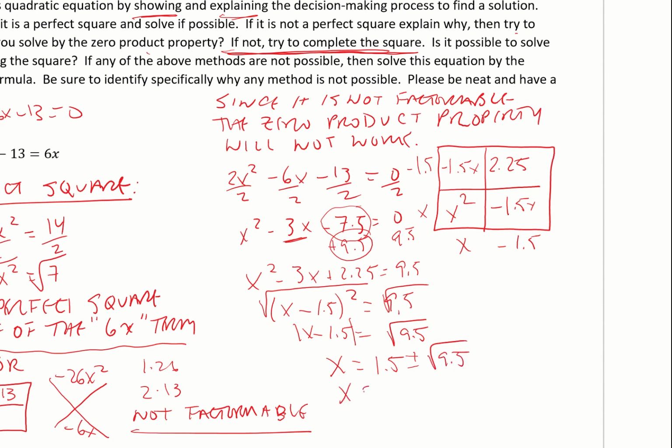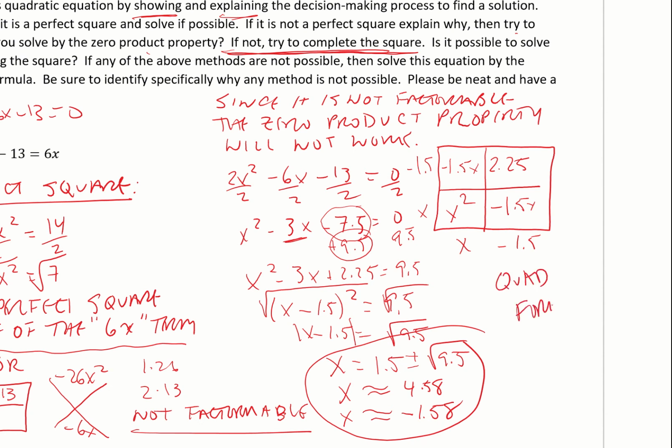And so then at this point we can convert this to decimals. So 1.5 plus the square root of 9.5 is 4.58, and then 1.5 minus the square root of 9.5 is negative 1.58. And like I said, you could have also used the quad formula on this. Completing the square works, it just is, you get decimals and you got to work a little bit harder.